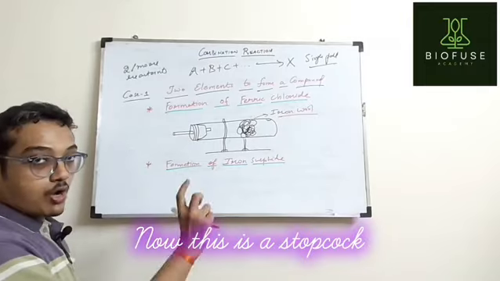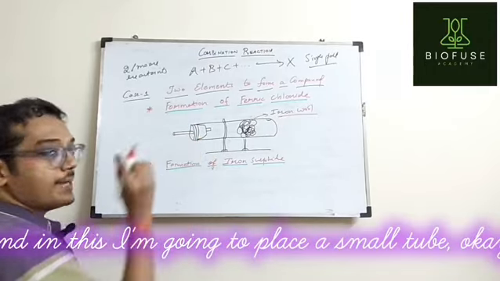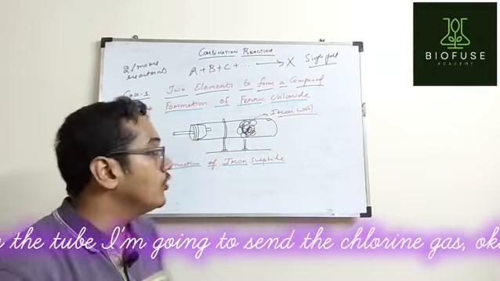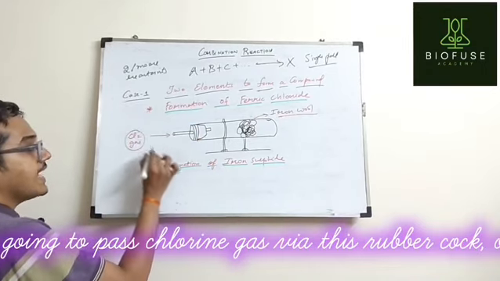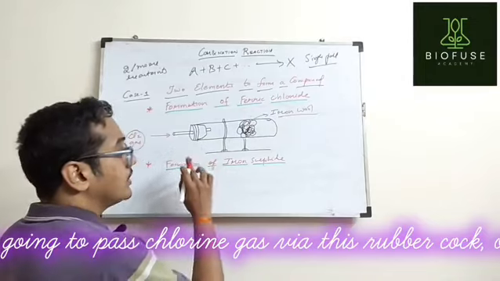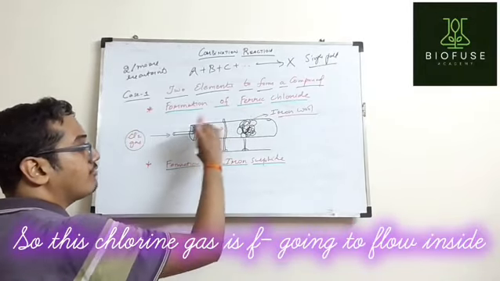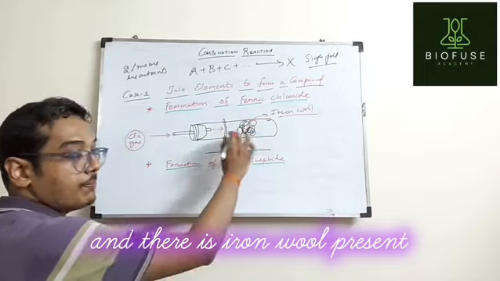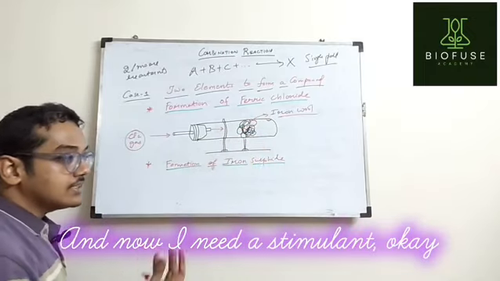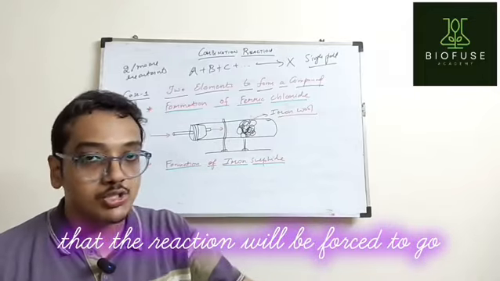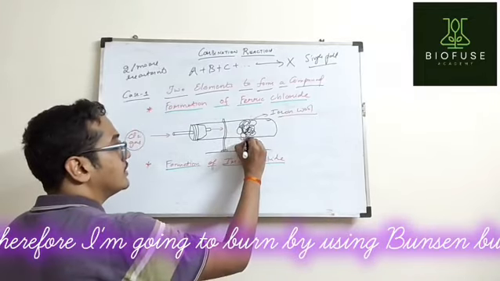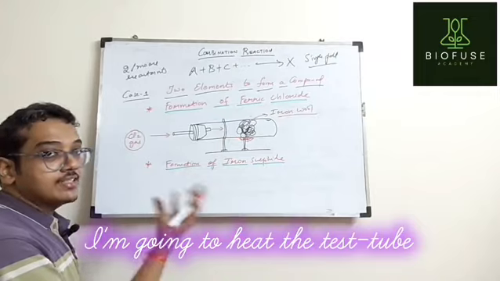Now this is a stopcock, and in this, I'm going to place a small tube. In the tube, I'm going to send the chlorine gas. I'm going to pass chlorine gas via this rubber cork. So this chlorine gas is going to flow inside, and there is iron wool present. And now I need a stimulant, some kind of stimulant, so that the reaction will be forced to go. Therefore, I'm going to heat the test tube using the Bunsen burner.